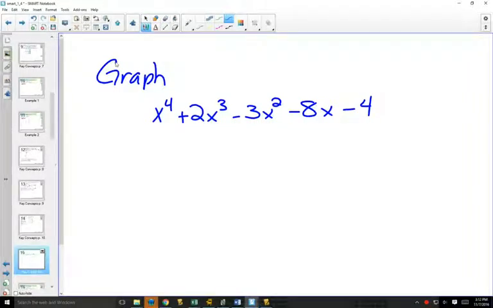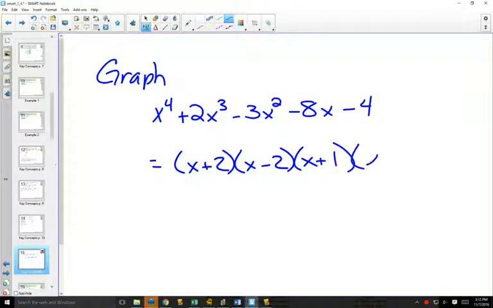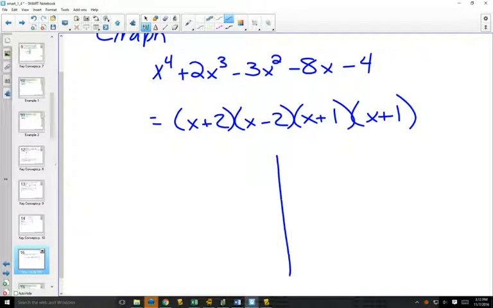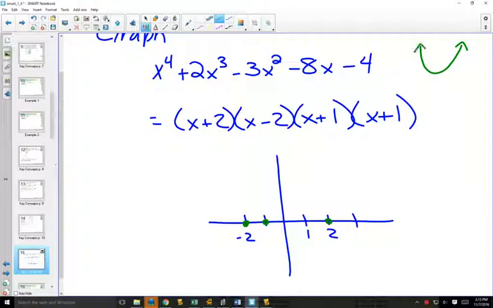So if you go through the process of factoring this fully, you would have got that this is equal to (x + 2)(x - 2)(x + 1)(x + 1). And if you were going to graph that using the factoring method, you now know 3 x-intercepts. Our x-intercepts happen at -2, 2, and 1. We've got -1 and +2. And if we look at this, it is an x to the 4 graph with a positive leading coefficient, so its end behavior is going to act like a parabola.